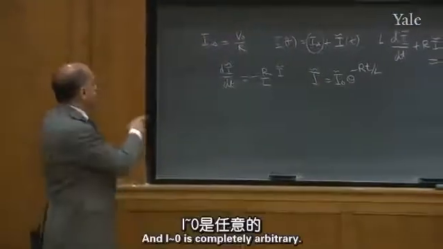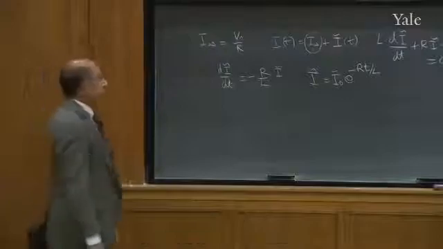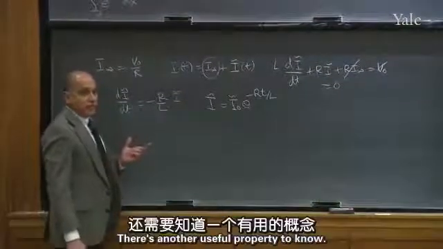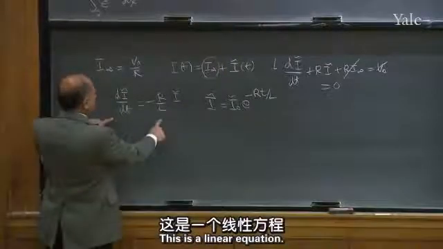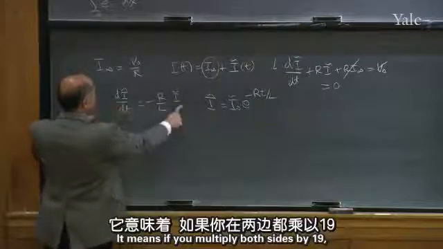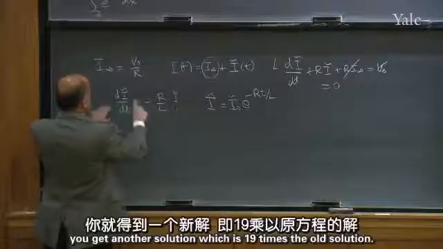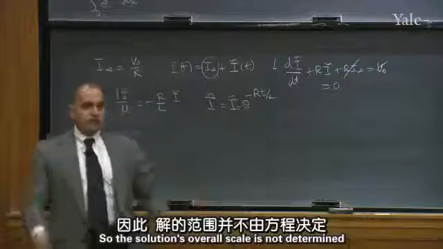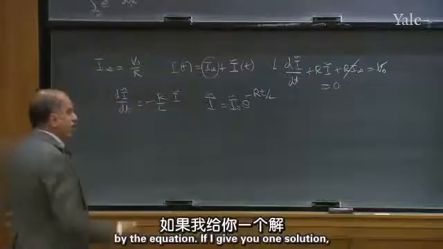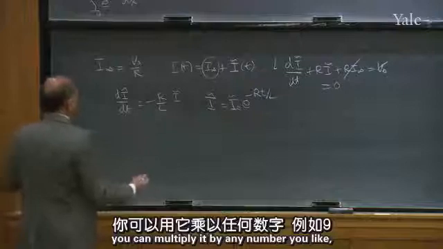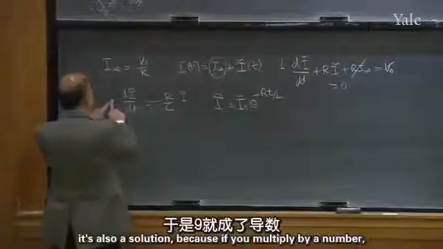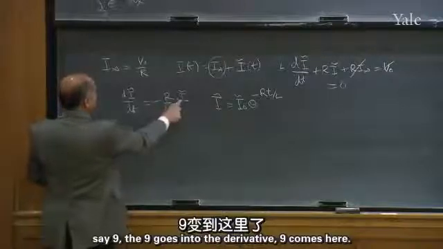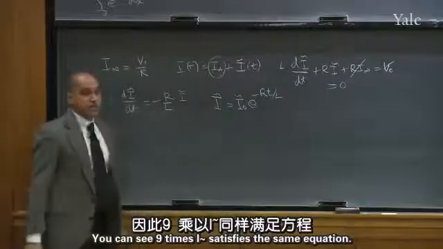And I twiddle 0 is completely arbitrary. That's not determined by this equation. That's another useful property to know. This is a linear equation. It means if you multiply both sides by 19, you get another solution, which is 19 times the old solution. So the solution's overall scale is not determined by the equation. If I give you one solution, you can multiply it by any number you like. It's also a solution, because if you multiply by a number, say 9, the 9 goes into the derivative, 9 comes here. You can see 9 times I twiddle satisfies the same equation.